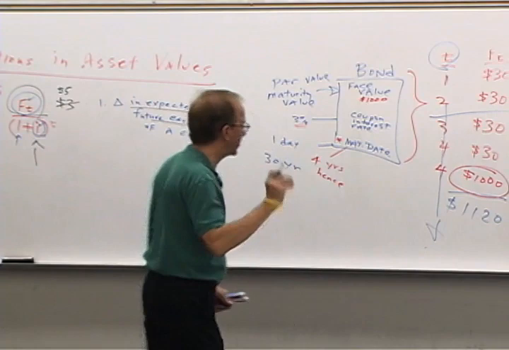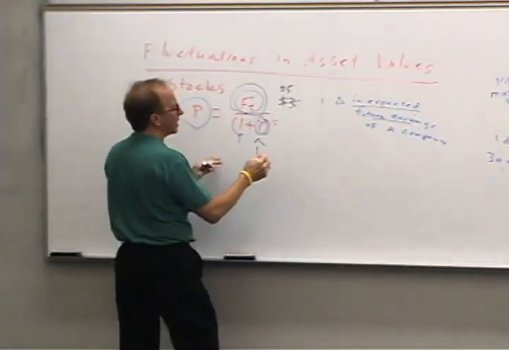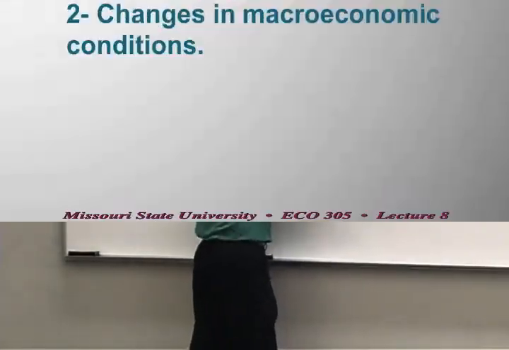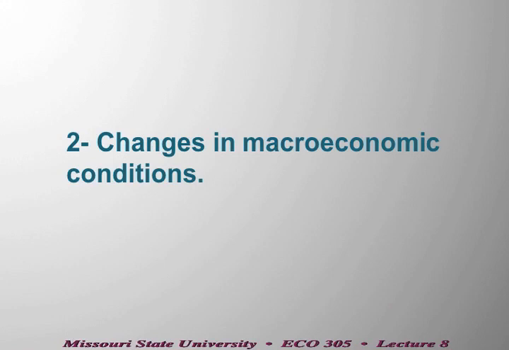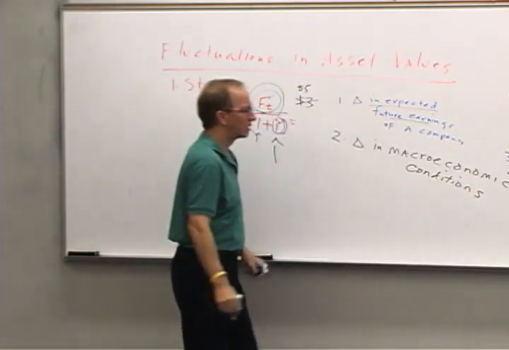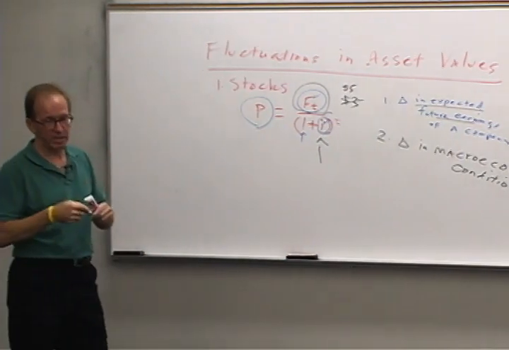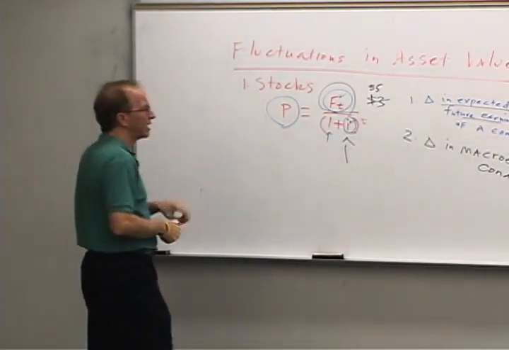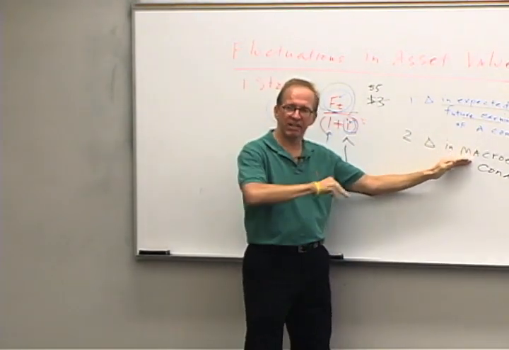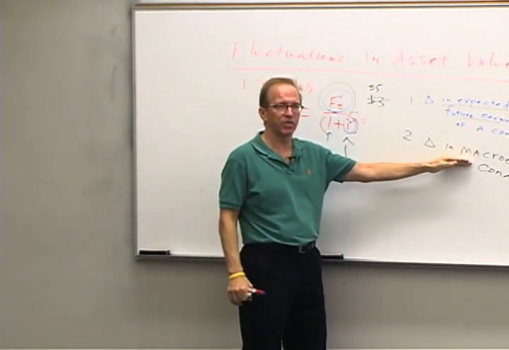Okay? Oh, by the way, before I do the discount rate, one other thing. A change in expected future earnings of a company. But how about this one? A change in macroeconomic conditions. I didn't mean to get ahead of myself here. Now, those macroeconomic conditions will affect the price of, or the dividends, the profits of a company. But the thing about the macroeconomy is that it affects pretty much everybody in the same direction.